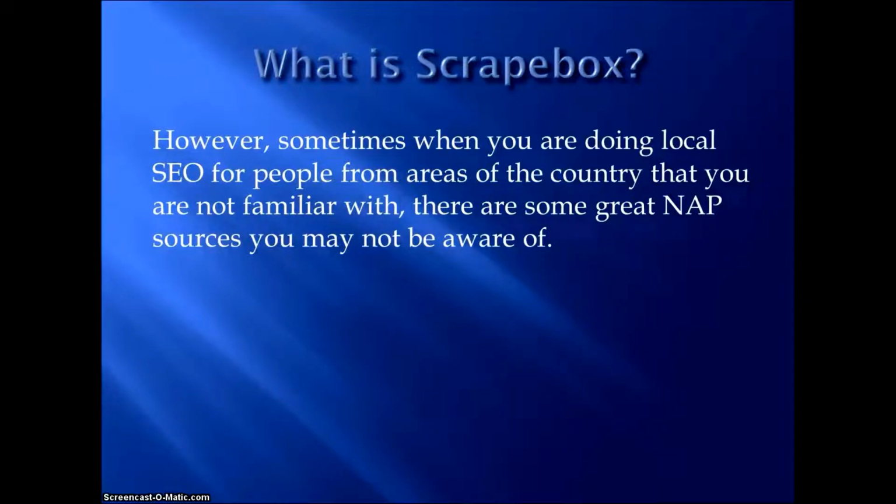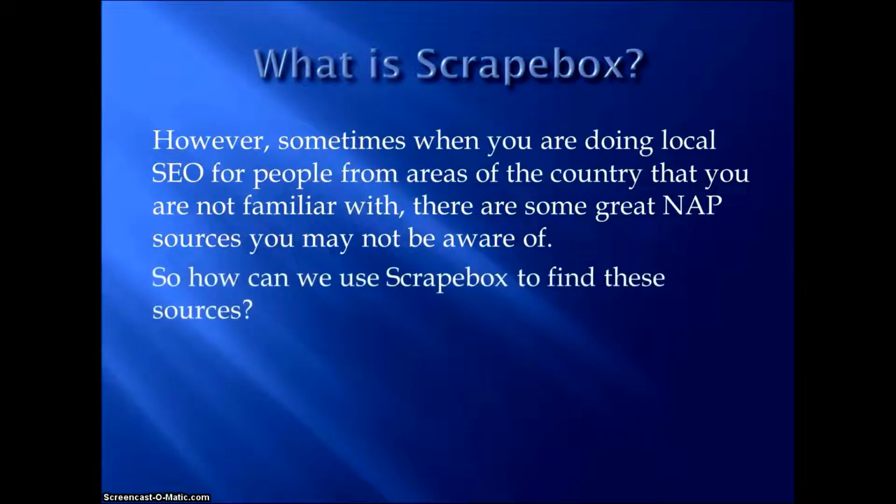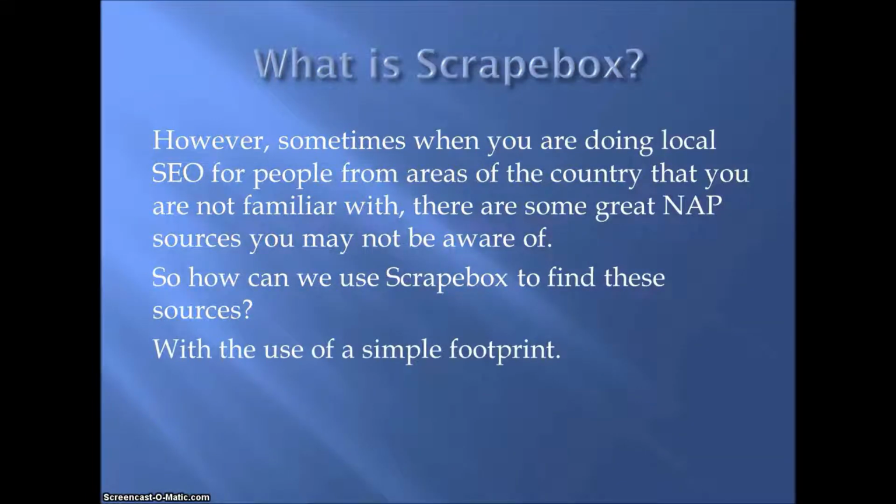Now, when you're doing local SEO in your own community, you're probably familiar with a lot of great sources to get NAPs that maybe aren't the nationally known ones like Yelp, but a lot of times there are local community pages that have a lot of authority and allow you to get a NAP. I live in York, Pennsylvania, on the East Coast. I know areas in York where I can get a NAP, but a lot of my clients are on the West Coast, and I don't know their town as well. I don't know everywhere in their community, but that's okay because I can use Scrapebox to find these local community sources. And the way you do it is just using a simple footprint.